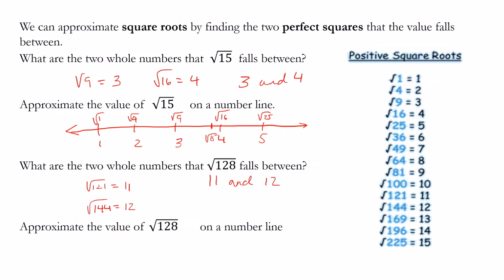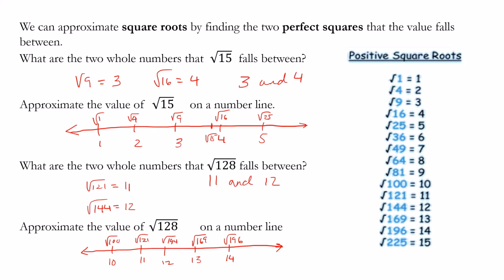Now approximating it on the number line, again, I'll make that number line. I'll have 10, 11, 12, 13, 14. Now I know it's between 11 and 12. I'm also going to put the square root of 100 on top of here, the square root of 121, the square root of 144, the square root of 169, and the square root of 196.